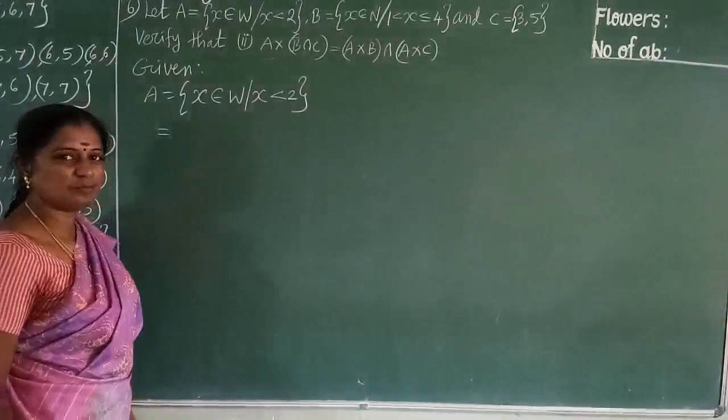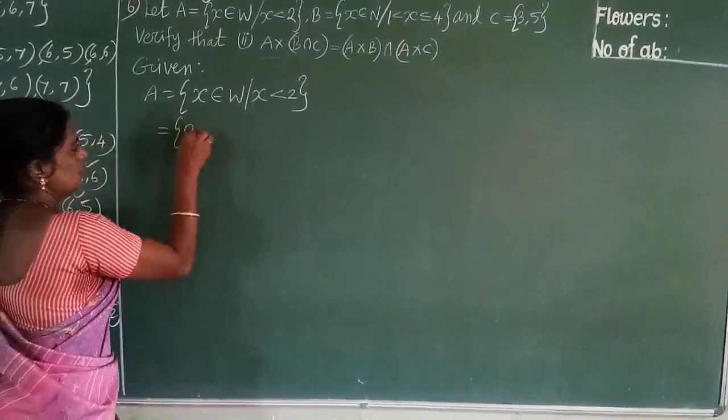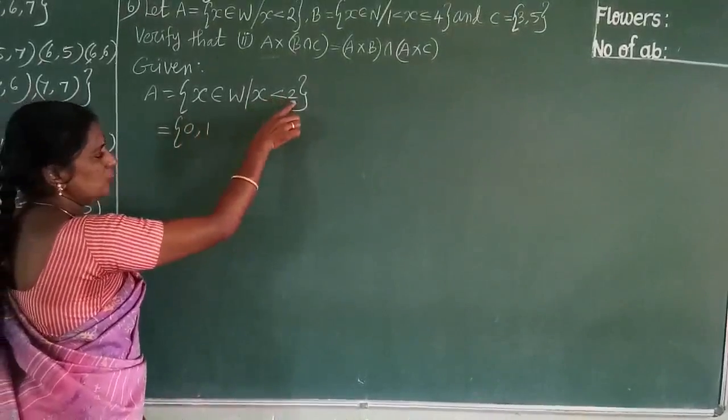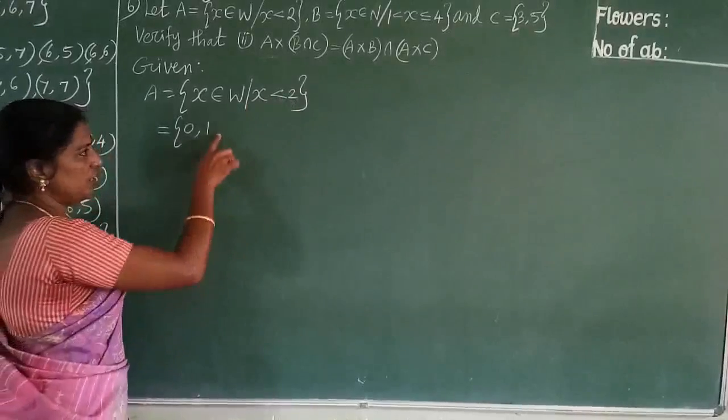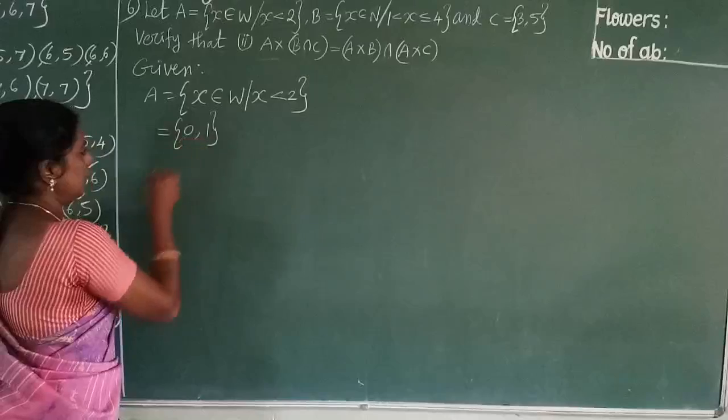Whole numbers start from 0. So 0, next 1, less than 2. Below 2 only we want to take. Will 2 come? No. So 0, 1 only is the answer.